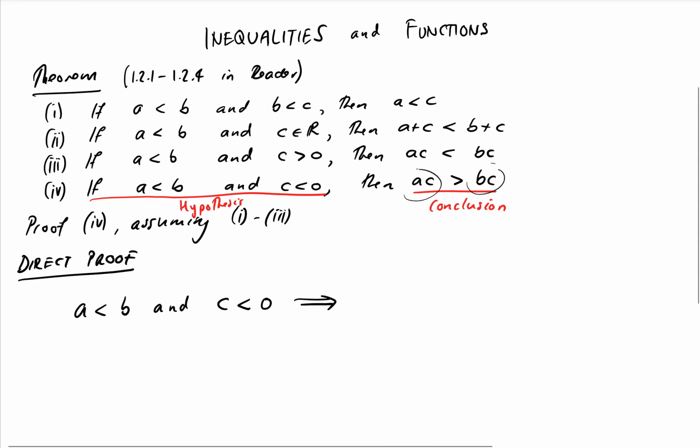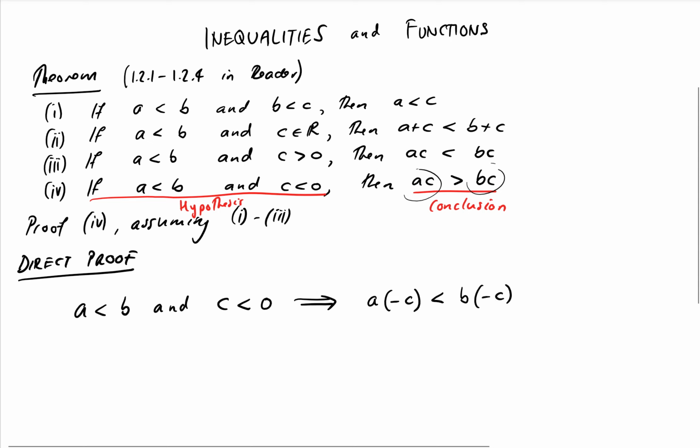It looks quite a lot like part 3, so what I'm going to try and do is see if I can manipulate what I've got here so that I can use part 3 of my theorem. So I'm going to multiply through by C on both sides, and then I will see what happens. So this implies A times C. Hang on a minute, we don't know what to do with negative numbers yet, but I can make a positive number out of my negative number by multiplying through by negative C.